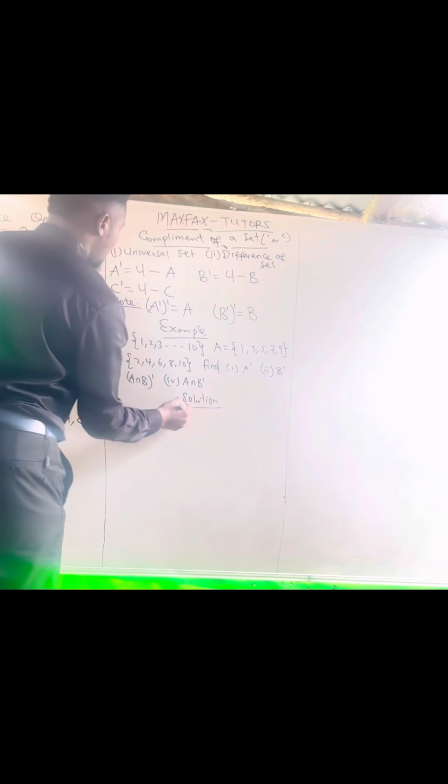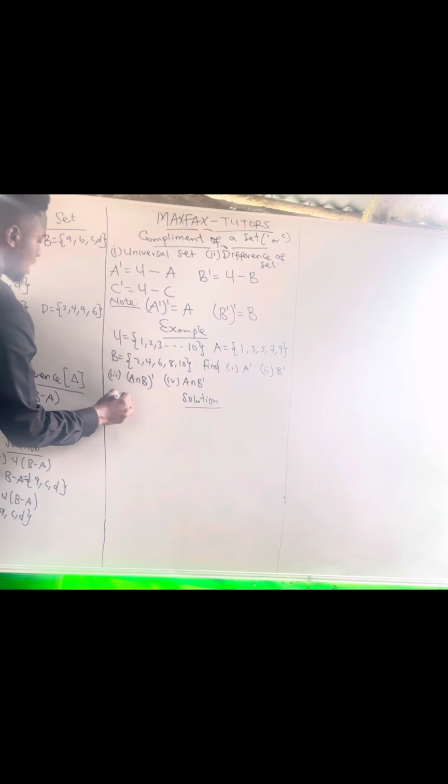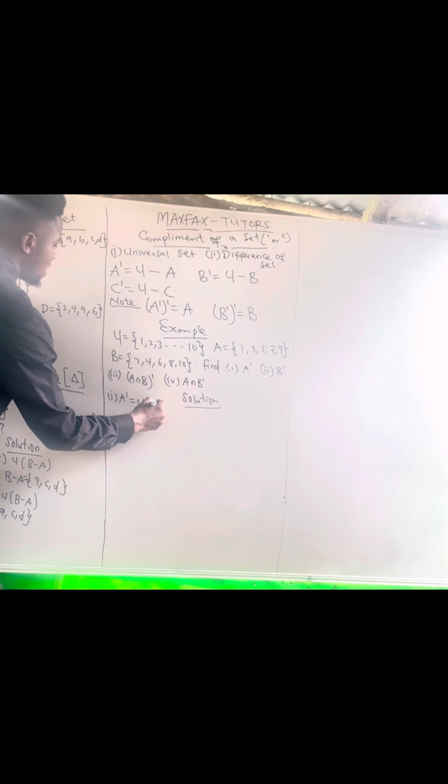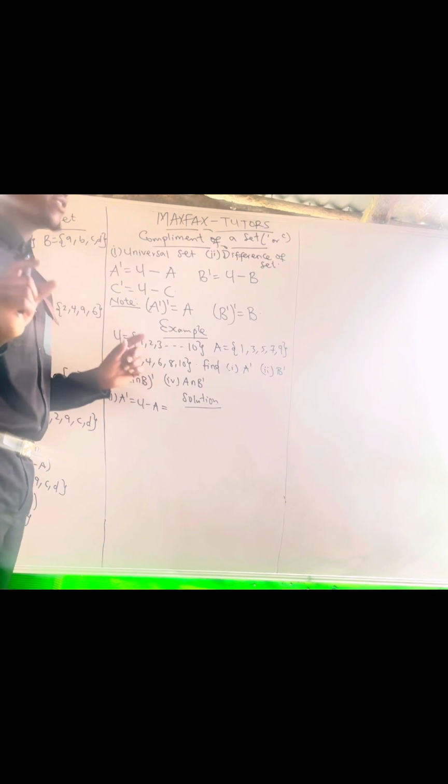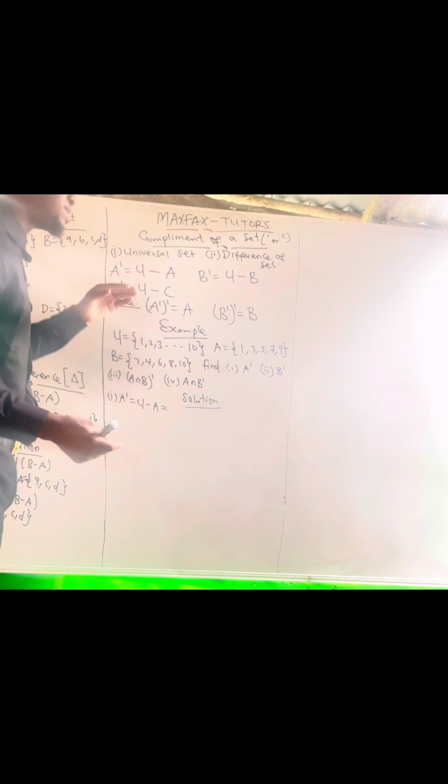Guys, do not forget that if you are looking for your number one, if it is A complement, the formula will be what? U minus A, right? Now, U minus A simply means all the elements that belong to the universal set but are not found in set A. Guys, you just look at the universal set, what are the elements in the universal set but are not found in set A.